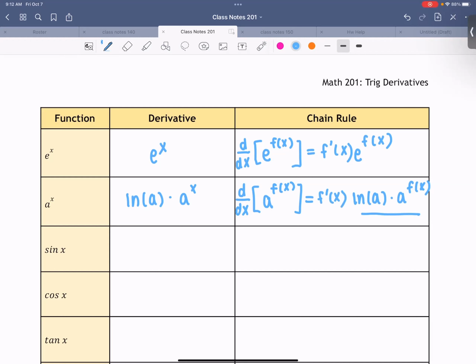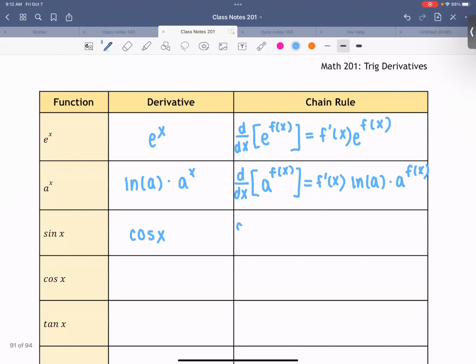Okay. So as we went from e to the x to a to the x, our chain rule derivative changed just by a factor, right? Just changed by ln of a. Okay. Are we all good on e to the x and a to the x? Good. Let's go down to sine of x. Derivative of sine is cosine, good. And we can apply the chain rule in the same way, right? We can do the derivative of sine, but instead of x in the middle, we can write f of x. So very similar to what we did in the last problem, okay?